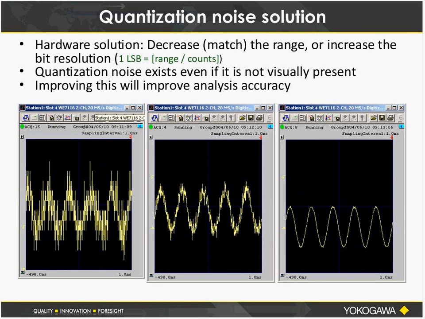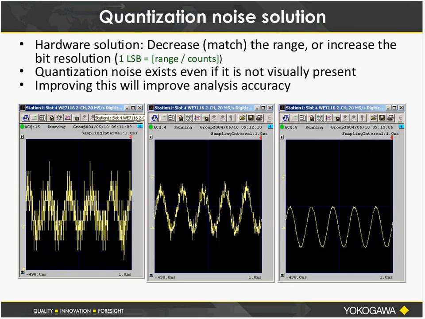Now, keep in mind this is a linear improvement, so if you went from plus and minus 10 volts to plus and minus 1 volt, that's a 10 times improvement. And again, if you went from plus and minus 1 volt to plus and minus 100 millivolts, that's another 10 times improvement. On the other hand, if you improve the bit resolution or the counts, that is an exponential improvement.